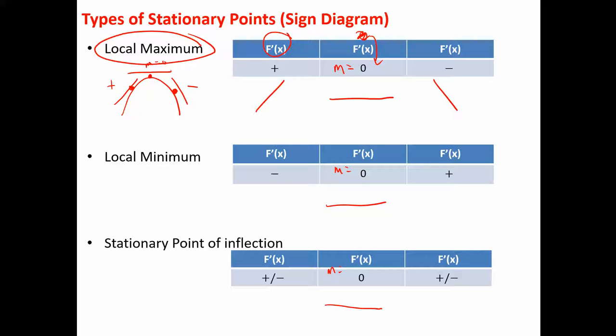How would you have a local minimum? The only way that would occur is if the gradient before that point is a negative gradient, and then 0, then positive. That implies it's a local minimum.